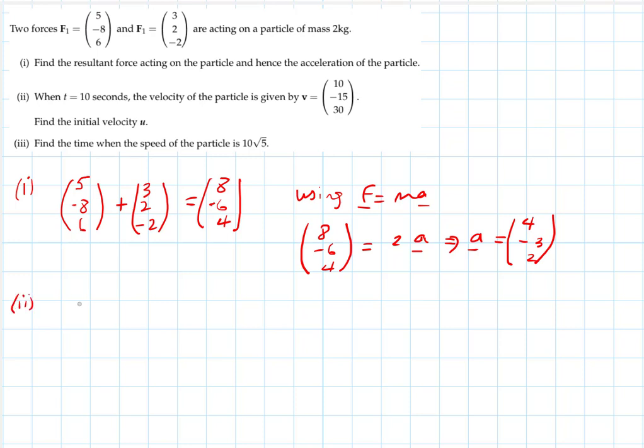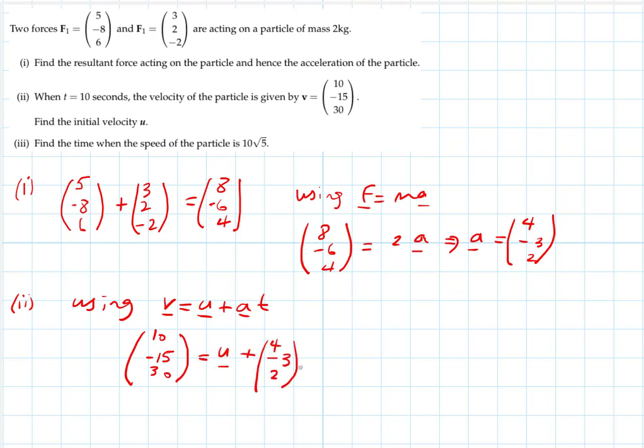Now we're going to use one of our constant acceleration formulae: v equals u plus at, substituting the values that we know in it. We know the final velocity, we don't know the initial velocity, but we do know the acceleration because we just worked it out, and we know what the time is because we were told that. Then by multiplying through and working out each of the components, you find the initial velocity to be that.